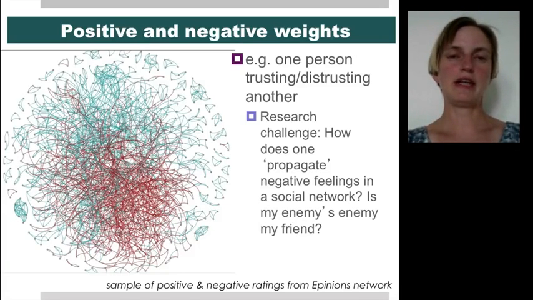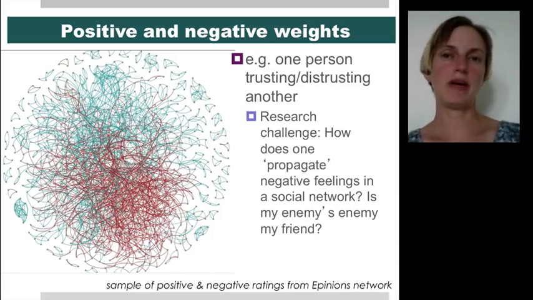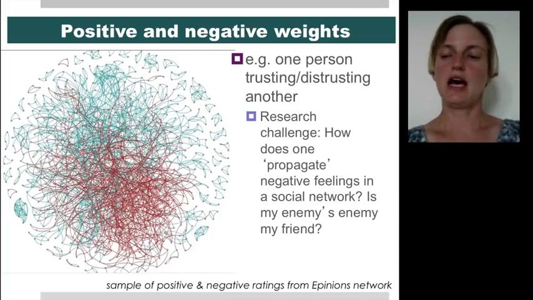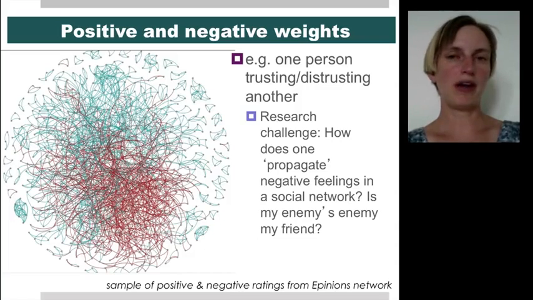The edge weights that you add can also be positive and negative weight. For example, a person trusting or distrusting another. Here I'm showing a fraction of the ePinions graph. Now this is a publicly available data set that we will be actually working with. And what it is, ePinions is a website where users go and they rate products.